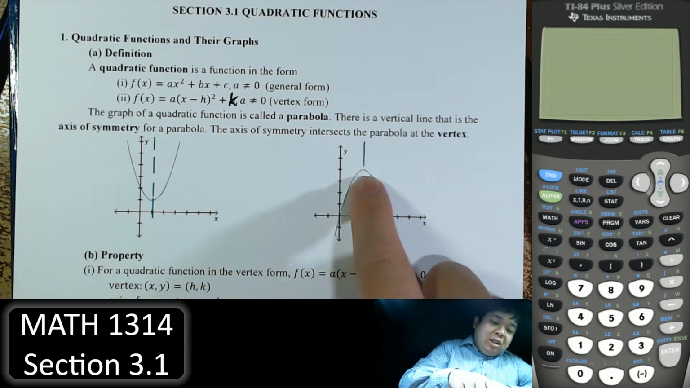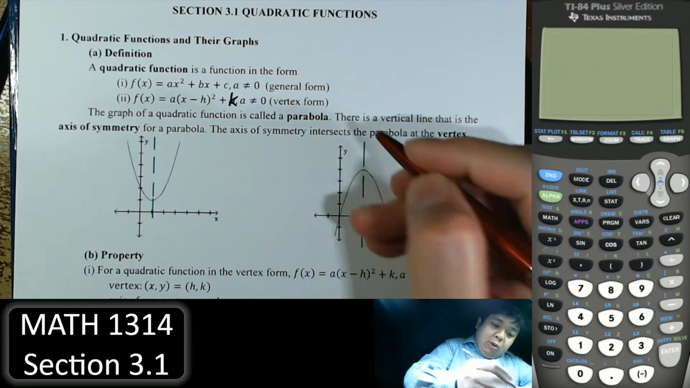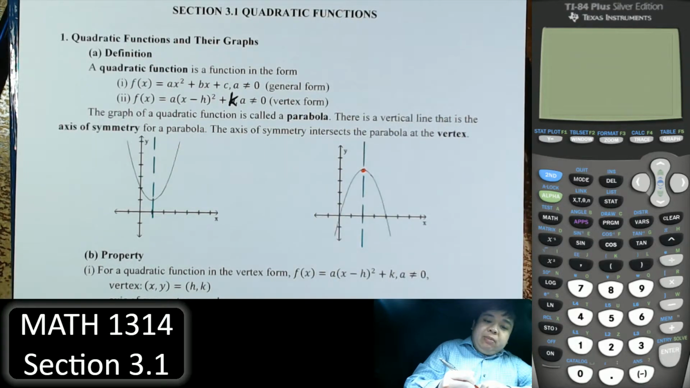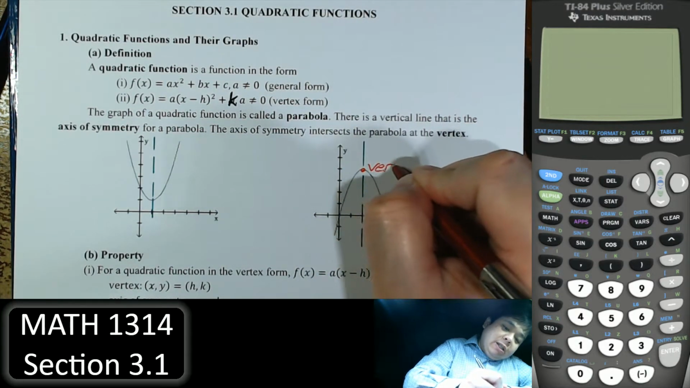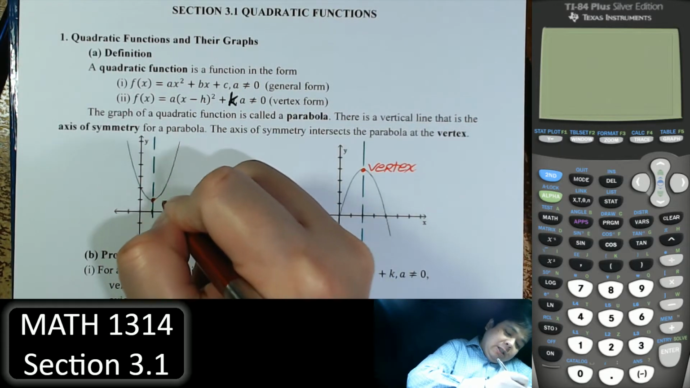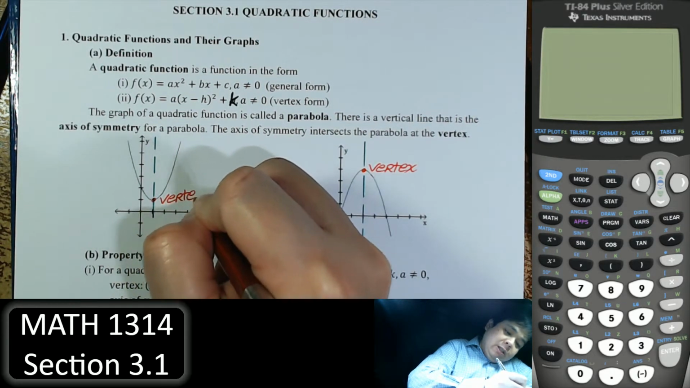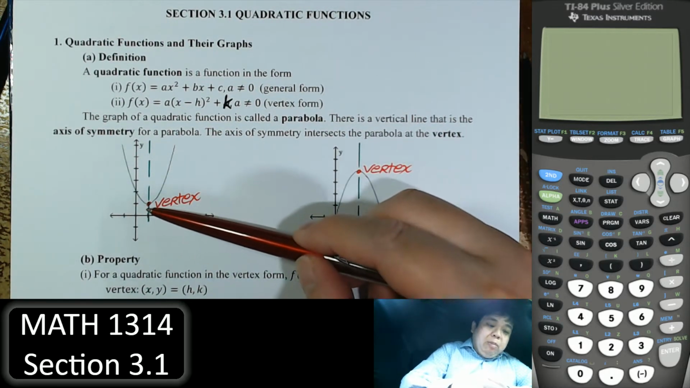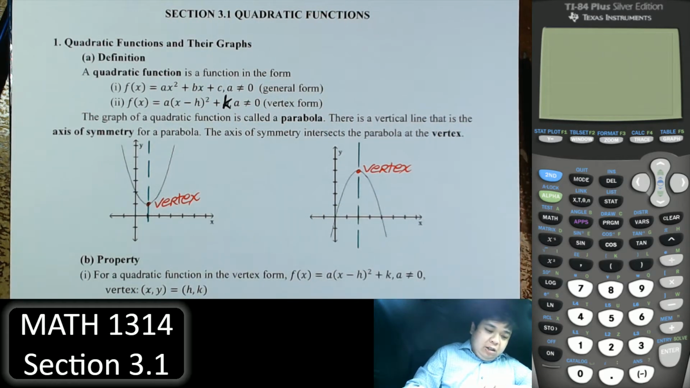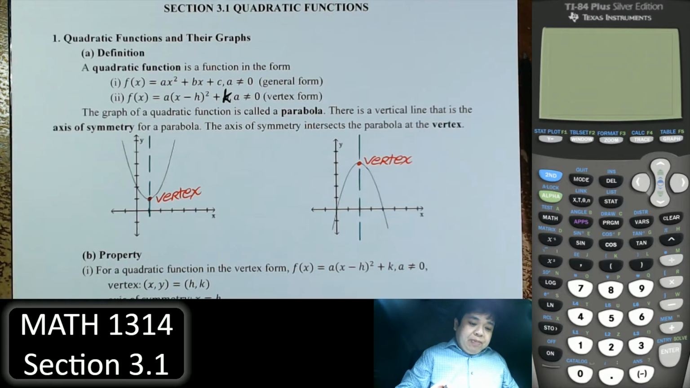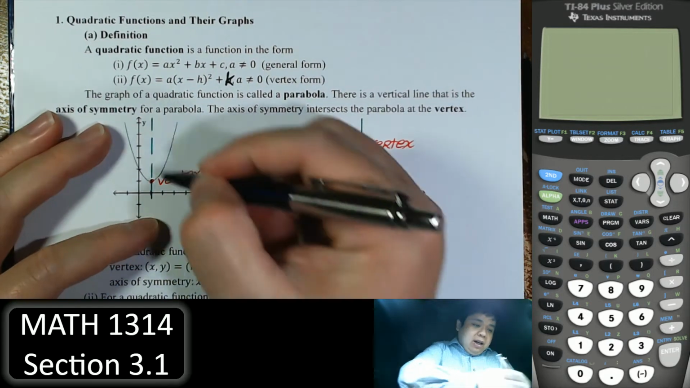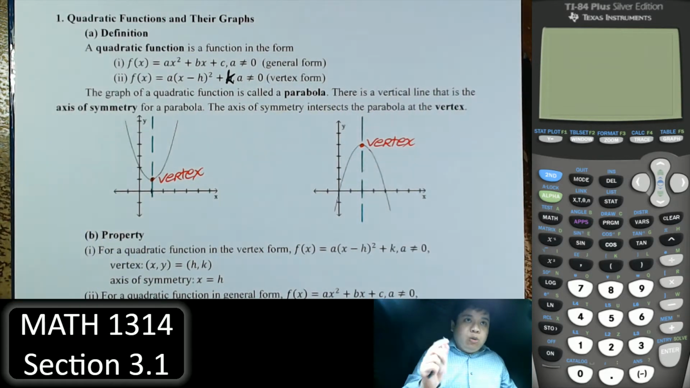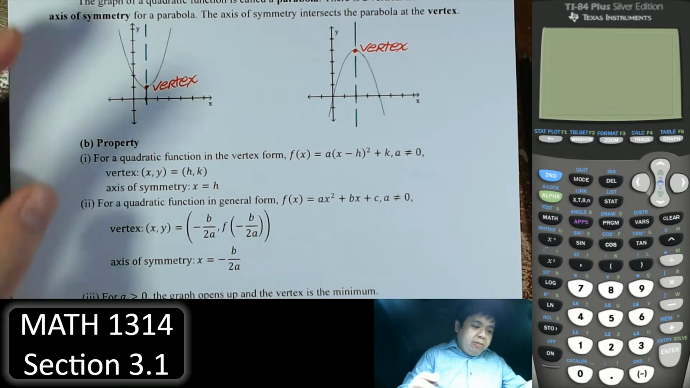The axis of symmetry intersects the parabola at a point called the vertex. As we see here, this is either the minimum point or the maximum point of the graph. The axis of symmetry is a vertical line, so its equation is x equal to something. Now we go to more specific.